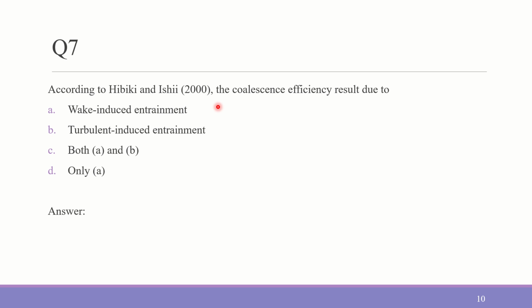So the answer is actually both A and B, because some models consider wake induced entrainment and some consider turbulent induced entrainment, but according to Hibiki and Ishii 2007, the coalescence efficiency results due to both wake induced entrainment and turbulent induced entrainment. So both A and B is the right answer. Now let us go to question 8.